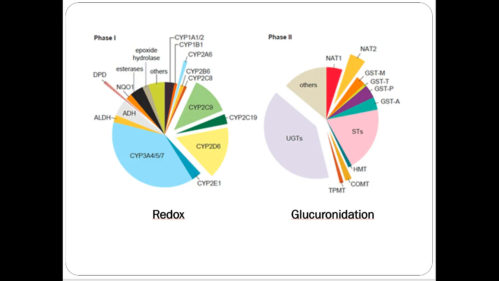So the whole concept of this is you've got phase 1, modulating the medication, changing the structure slightly. Phase 2, sometimes it will go to that to get further modulated, and eventually it's going to get excreted out in the kidneys.